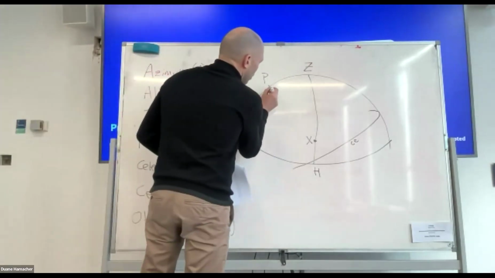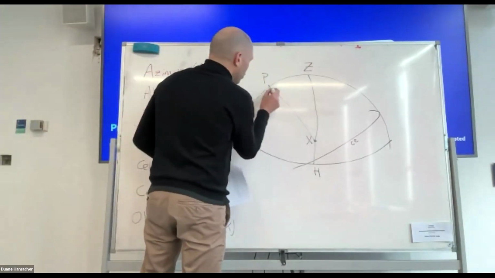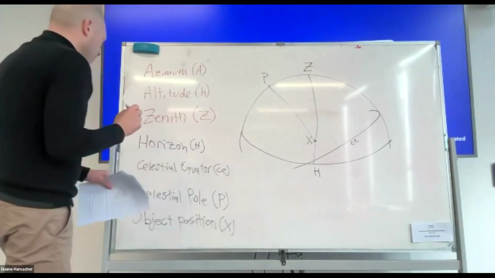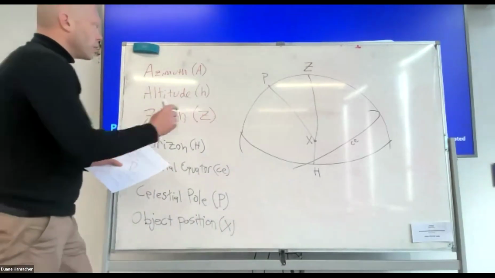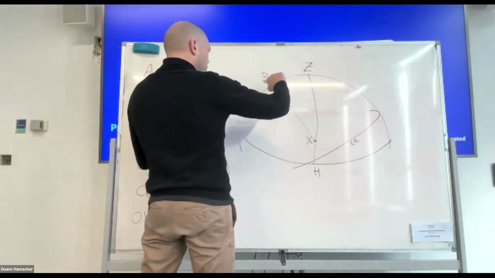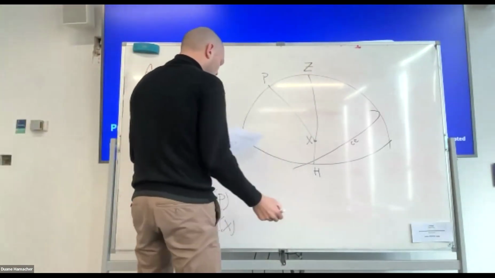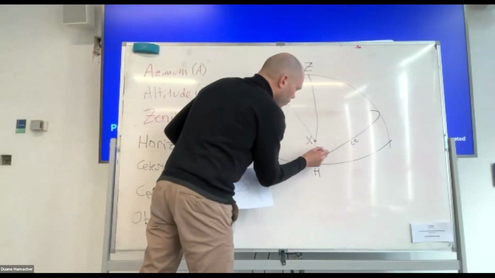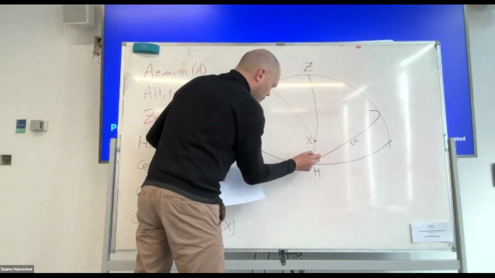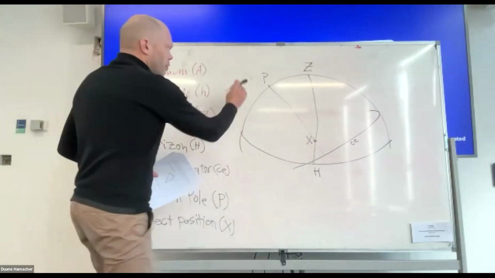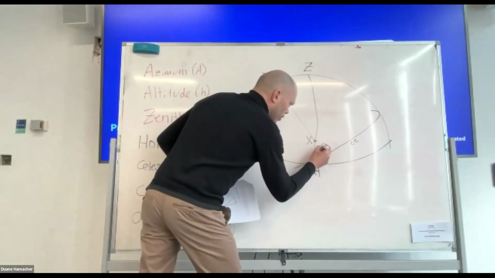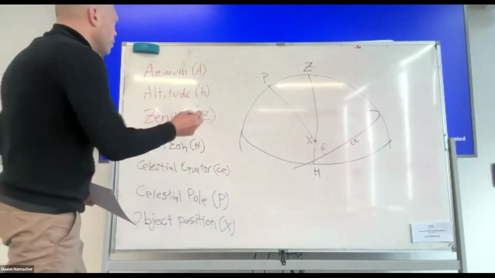So there's going to be an arc between our position and our celestial pole. So we have three different arcs here. We've got this arc, and this arc. This line is going to measure our declination, and we call our declination delta.